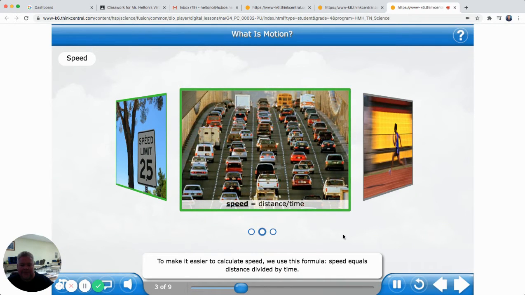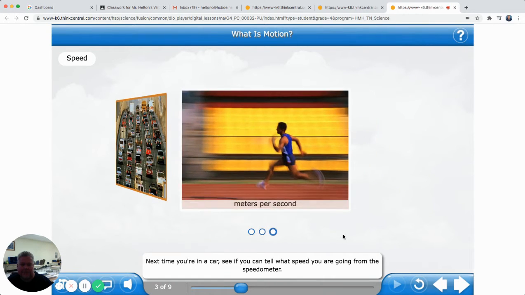To make it easier to calculate speed, we use this formula. Speed equals distance divided by time. Next time you're in a car, see if you can tell what speed you are going from the speedometer. All right. And then meters per second, that's that distance divided by time.